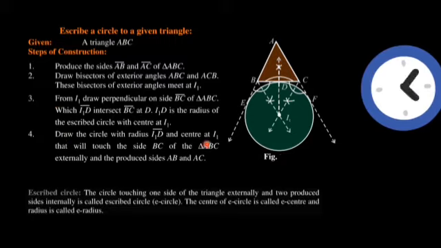Similarly, draw the circle with radius I1D at the center I1 that will touch the side BC of the triangle ABC. This circle is going to touch all three sides, this side practically and the other two sides only when they are extended outwards. So this is the process to draw an escribed circle about a triangle.